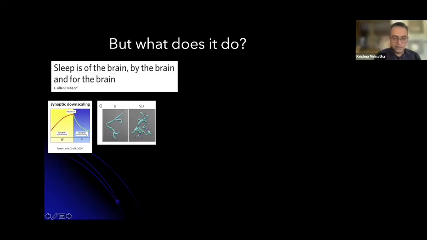This is a picture from a fly, essentially showing that a fly that was sleep deprived shows more branches in its neurons. Right? So there's some validity to this idea, but there are also numerous examples in the literature where the opposite happens during sleep. You actually get more synapses, stronger synapses during sleep. So it's clearly not universally true, although it is true on a kind of global scale.